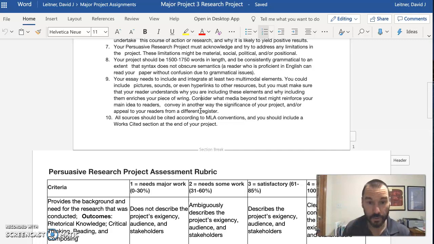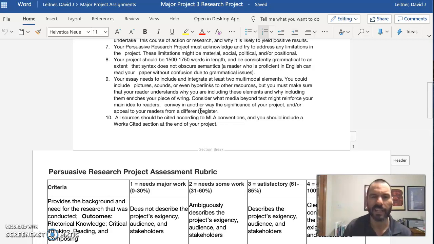9, your essay needs to include and integrate at least 2 multimodal elements. You could include pictures, sounds, or even hyperlinks, but you must make sure that your reader understands why you are including these elements and why including them enriches your writing. Consider what media beyond text might reinforce your main idea to readers, convey in another way the significance of your project, and or appeal to your readers from a different register.